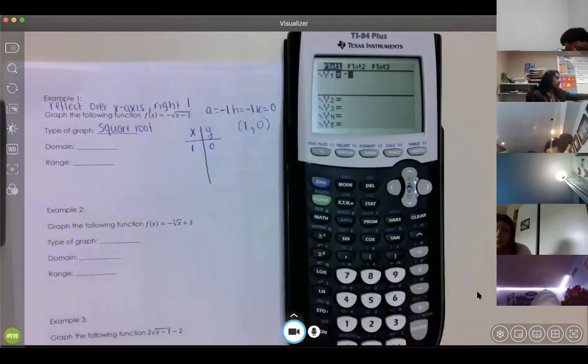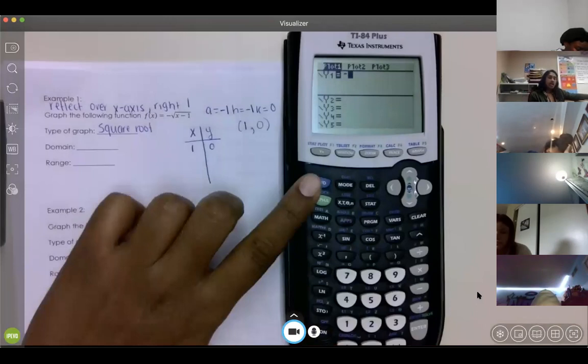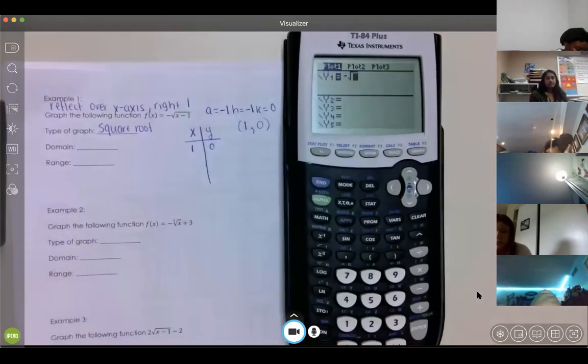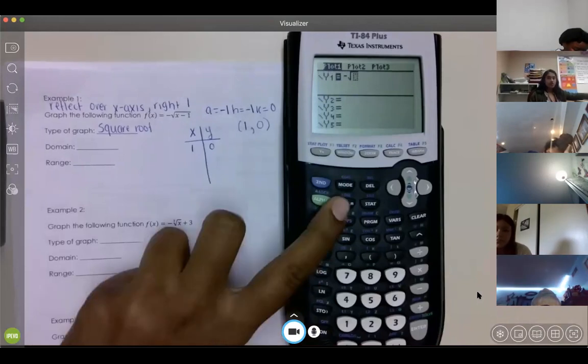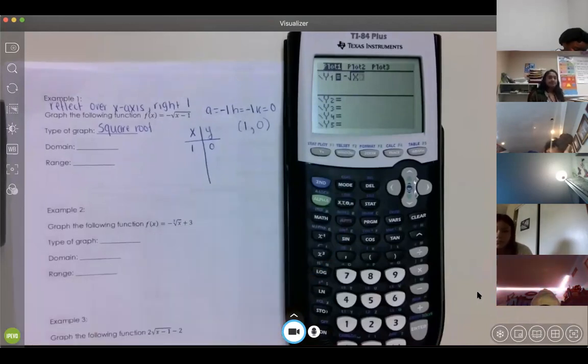And then to get the square root, you're going to hit second, x squared. Some calculators will look like mine, and some calculators will have a parentheses. Does anyone have a parentheses on their calculator? No, we're all good? Okay. So once you've got the square root, you're going to type in x. So x is right here under mode. And then -1.